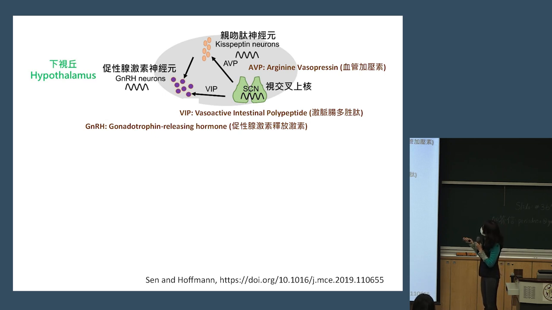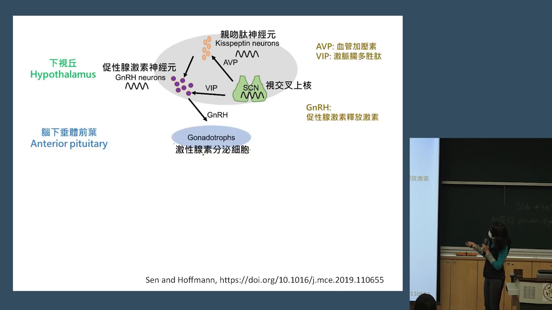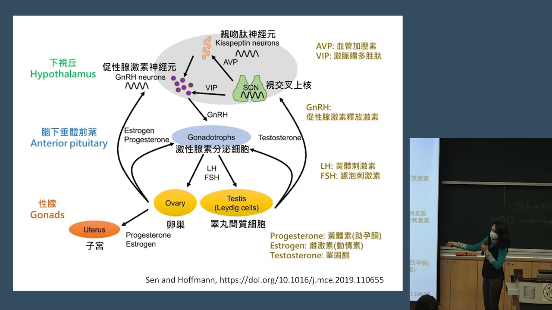So take a look. The circadian clock in the brain regulates two important factors: AVP, 这个血管加压素. And VIP, 血管活性肠肽, okay? They will act on the gonadotropin-releasing hormone neurons, 这个促性腺激素释放激素神经元, okay? So then, you have to know, this is circadian regulated. And this is important because when they regulate the GnRH to release, and then that will stimulate the gonadotrophs, okay? And what's that important about? It will secrete LH and FSH.